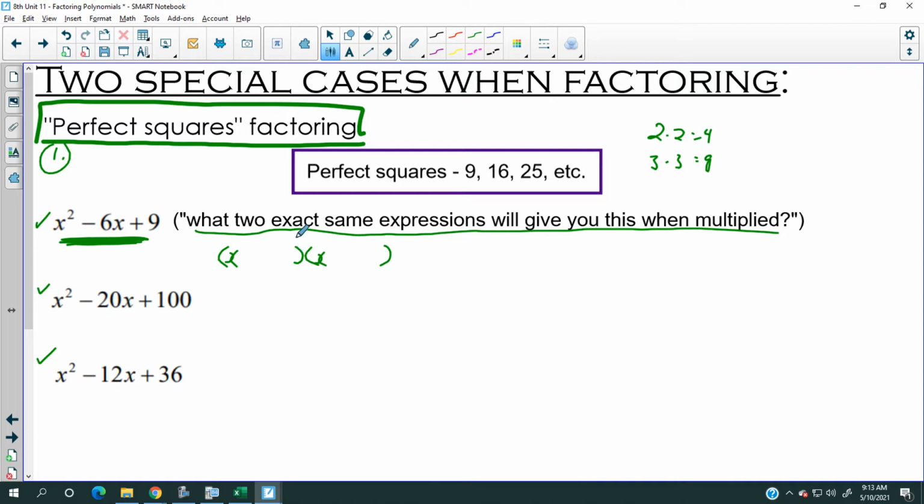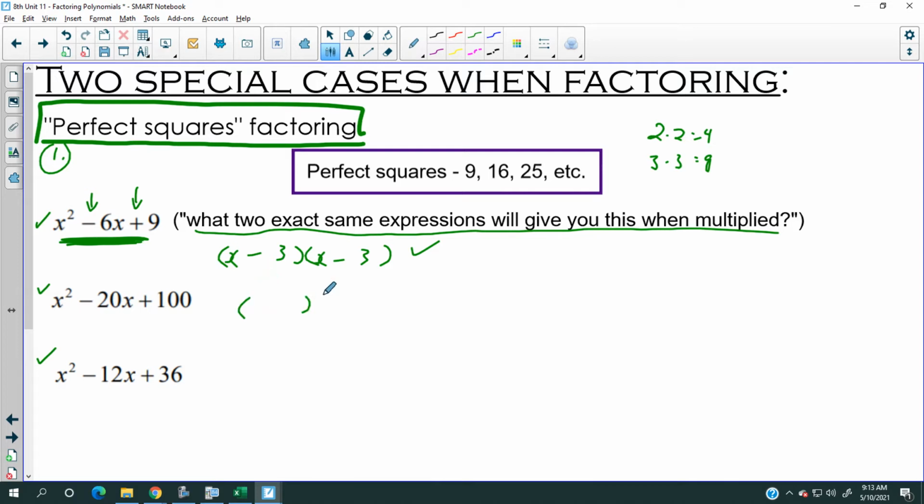Now, knowing that, I know that 3 times 3 is 9, and that 3 plus 3 is 6. Since this is a positive, that means I have to have two numbers that multiply to give me a positive, but when I add them, it has to be a negative. So what's the only possibility here? They're both negative. And that's it, done. That's the lesson today.